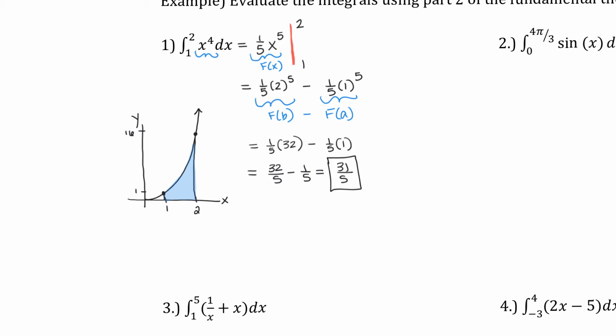And I know that it's just the area. This is equal to the area because x to the 4th is a positive function over the interval from 1 to 2. Let's look at another example.